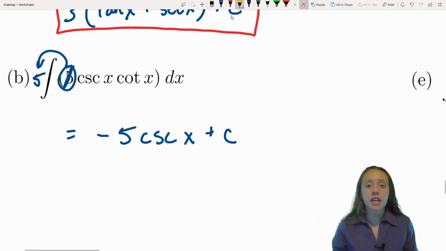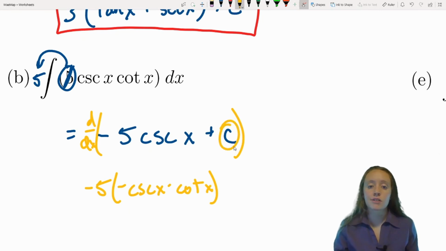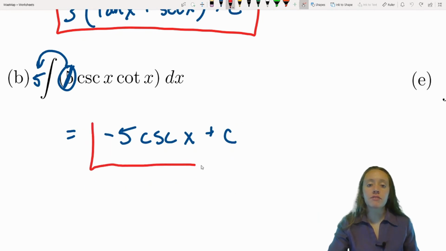Let's do a quick double check. What happens if we were to take the derivative with respect to x? Well, the derivative, leaving that negative 5 out in front, the derivative of cosecant of x is negative cosecant of x times cotangent of x. Negative times negative gives us a positive, so that would be a positive 5 cosecant of x cotangent of x. Derivative of c is just going to be 0. So this does check out. So our solution is negative 5 cosecant of x plus c.